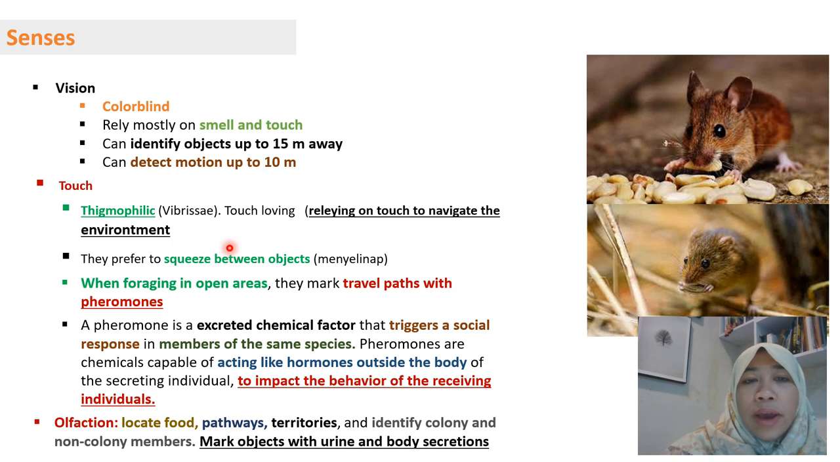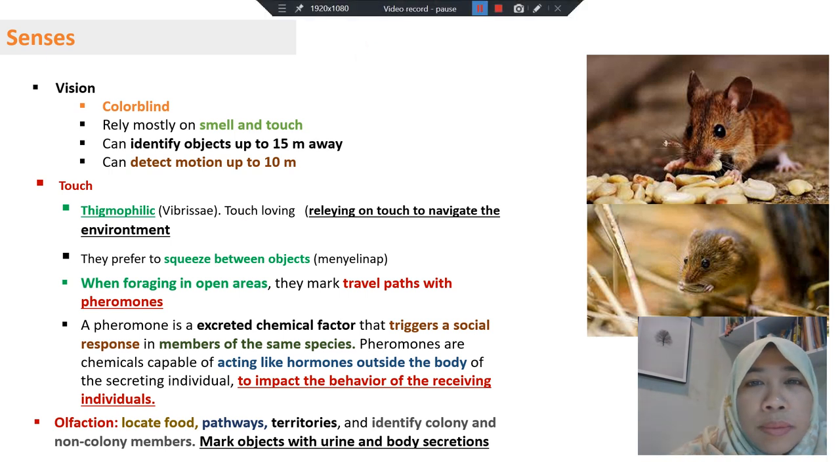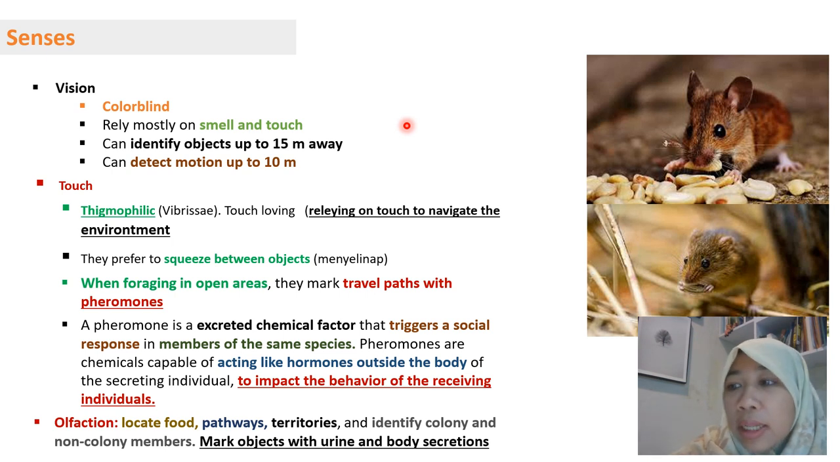Okay, they can identify objects up to 15 meters away. And the rat can detect motion up to 10 meters. And then touch. Thermophilic or vibrative. Touch loving. They rely on touch to navigate the environment. They have weakness in vision. They are colorblind. So that's why when they're walking, they stay close to the wall. They rely on touch to the wall, so they can navigate the environment.